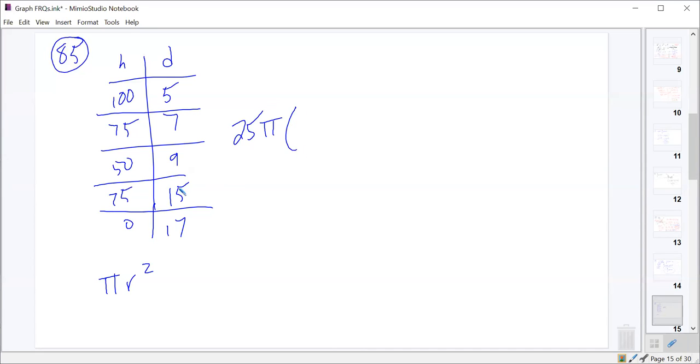And so the first radius should be halfway between this, because we're using a midpoint. Halfway between that is 16, and that's the diameter, so the radius ought to be 8. Halfway between 15 and 9, that ought to be 12, so half of that will be 6. Halfway between 9 and 7 will be 8. Half of that will be 4. And halfway between 7 and 5 will be 6, and half of that will be 3.